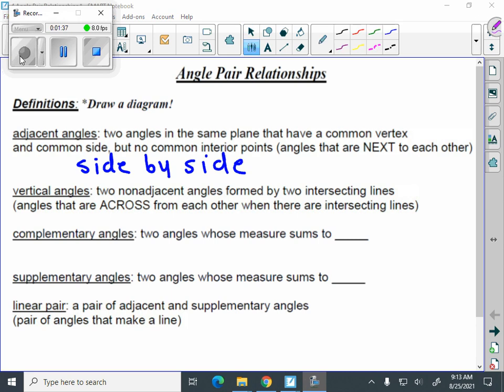Let's try that again. This angle here and this angle here are vertical angles. They're across from each other in these intersecting lines. These two angles in red are also vertical angles.